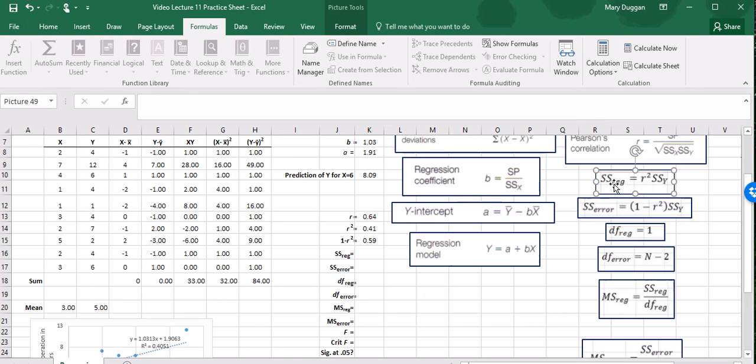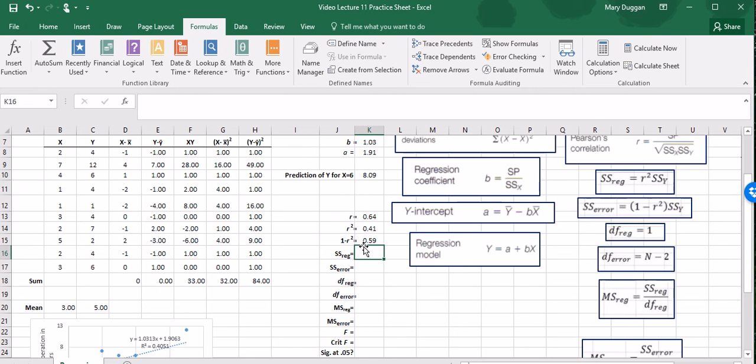Our sum of squares for the regression is equal to our coefficient of determination, or r squared, times the sum of squares for y, the squared deviations for y. So let's do that. Equals our r squared times the squared y deviations. And that gives us a sum of squares regression of 34.03.